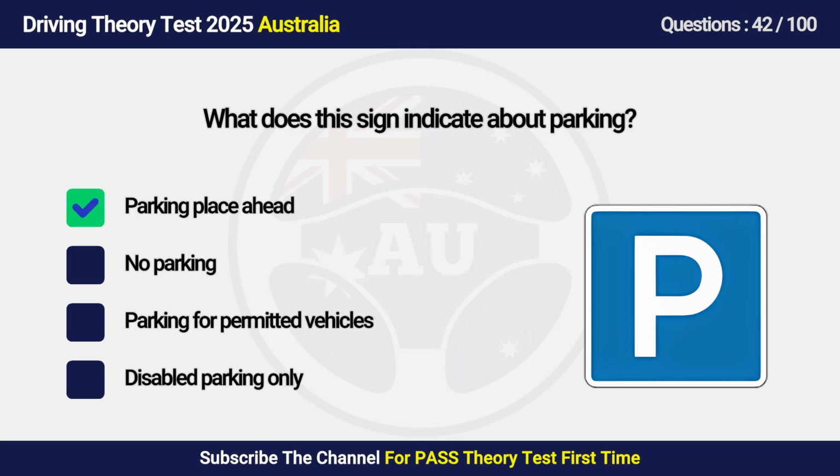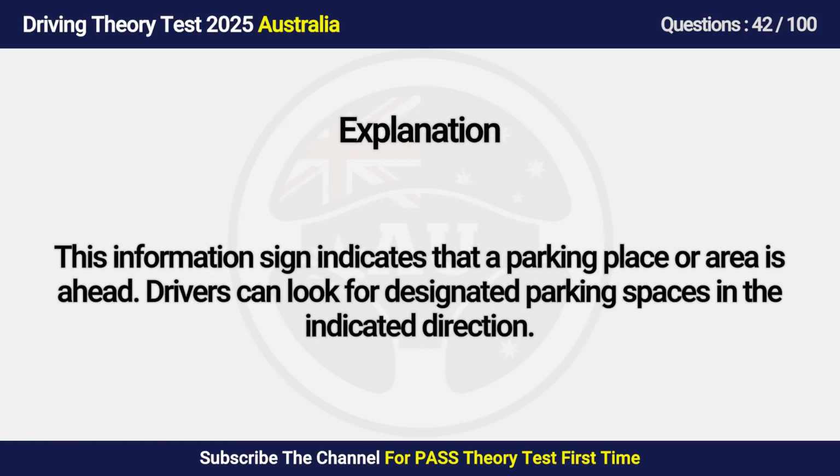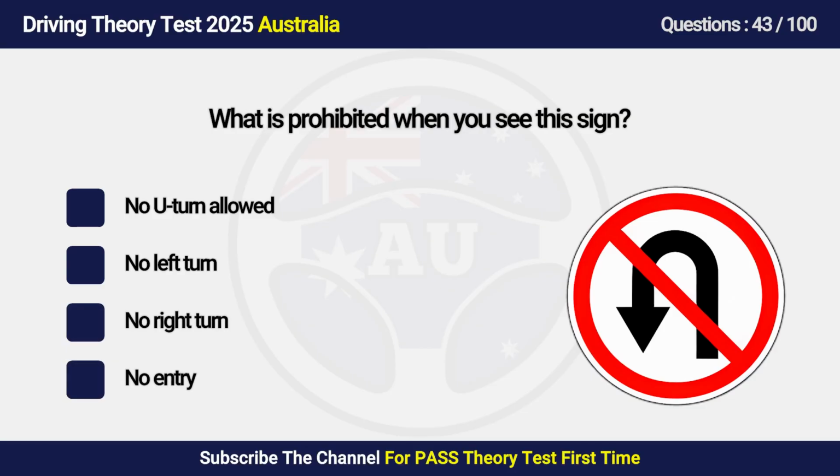Answer is A. Parking place ahead. This information sign indicates that a parking place or area is ahead. Drivers can look for parking spaces in that direction. Question 43. What is prohibited when you see this sign?